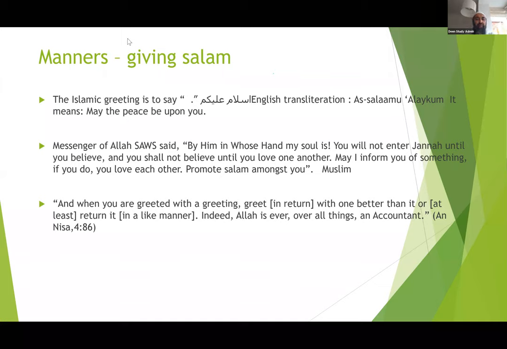And so, the Quran says, when you are greeted with a greeting, greet with one which is better than it, or at least return it. Indeed, Allah is over all things watching, essentially. An accountant is probably not a good use of the word there, but Allah is ever over all things. Allah is watching all things. Allah is all aware. So Allah knows what we're doing. So if you're greeted with salam, try and do something better.